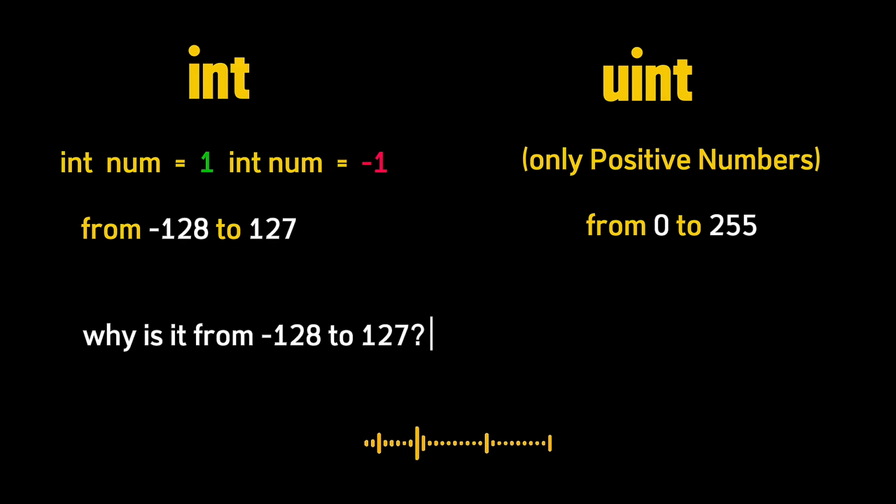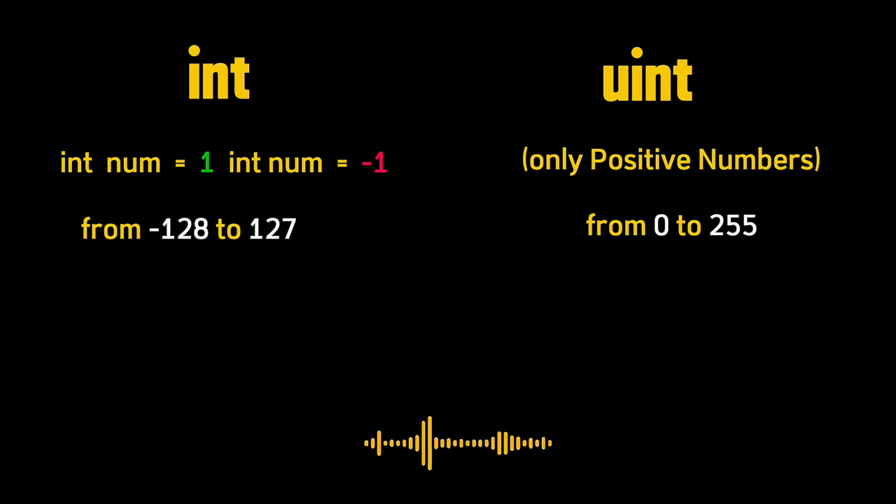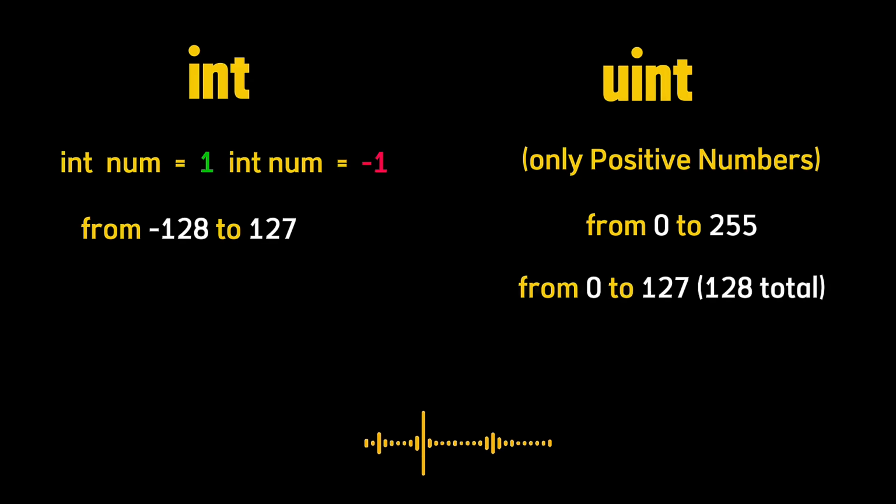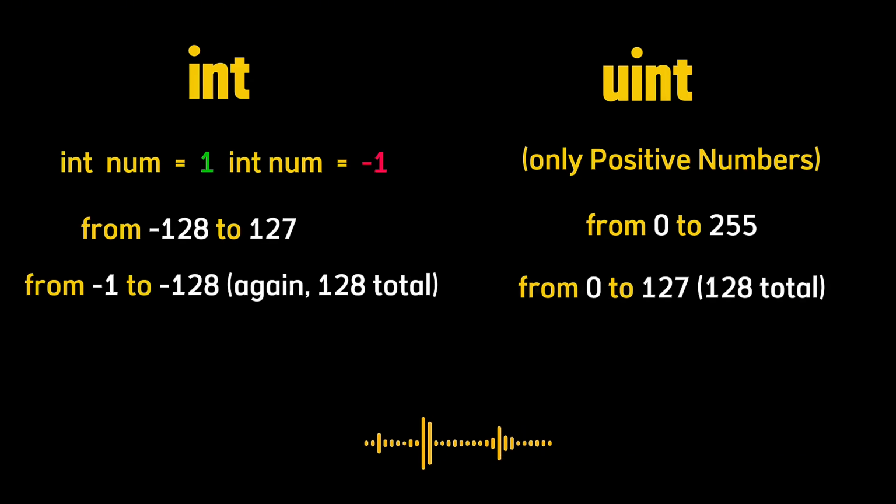Another note, why is it from -128 to +127? Because 0 is also counted. So positive integers begin from 0 to 127, making 128 total. And negative integers go from -1 to -128, again, 128 total. This makes the grand total 256.